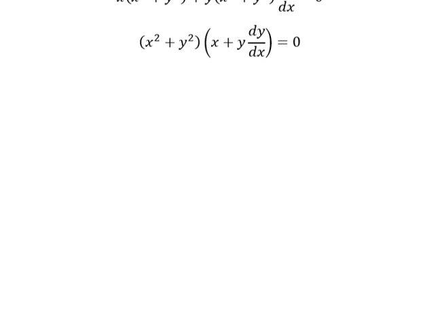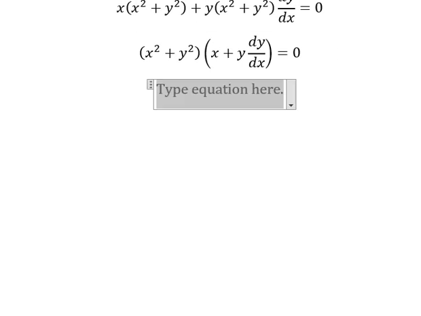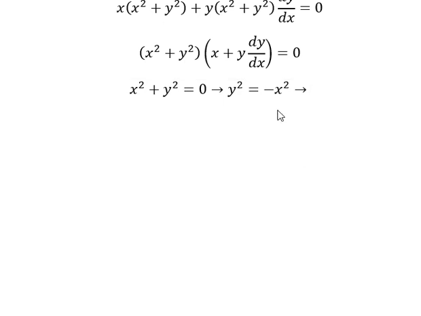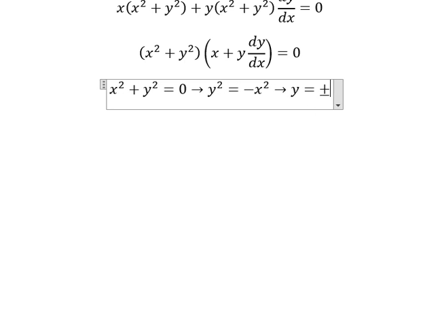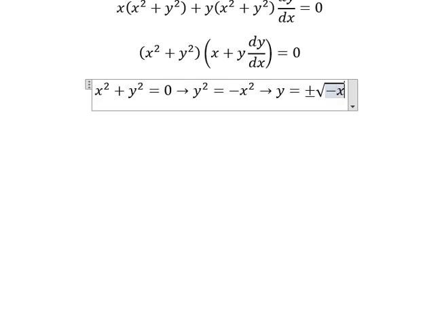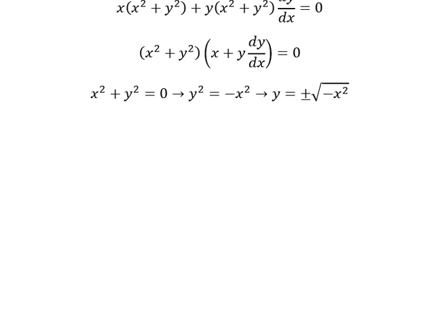So in this situation, we will have x squared plus y squared equals 0. So I will put x squared to the right. In this situation, we can take the square root of both sides, and we have positive and negative the square root of negative s squared. So we know that the square root of negative 1 gives us i. That is the complex unit.